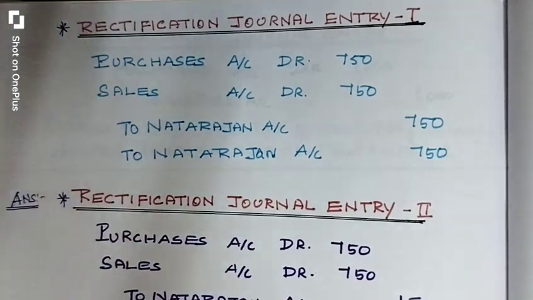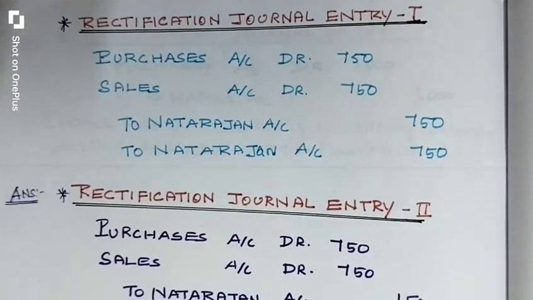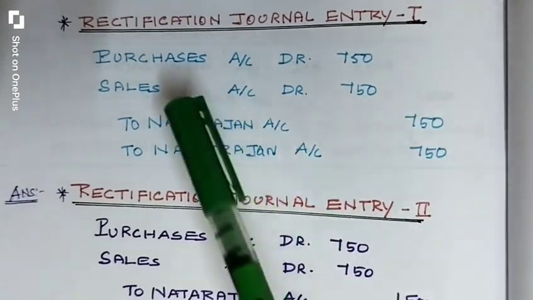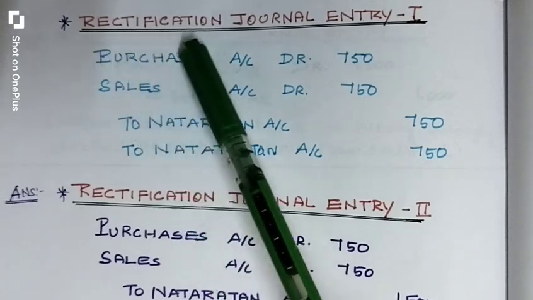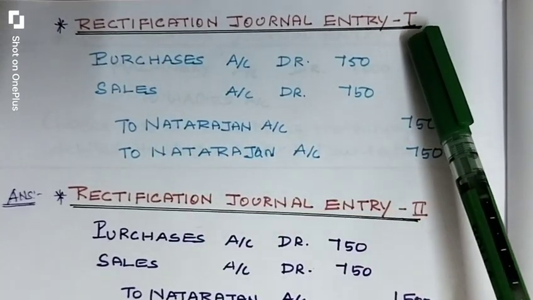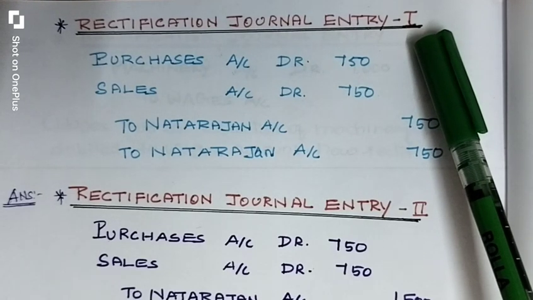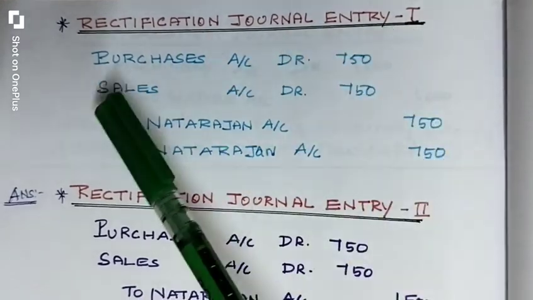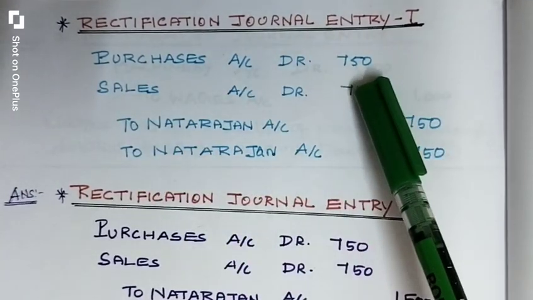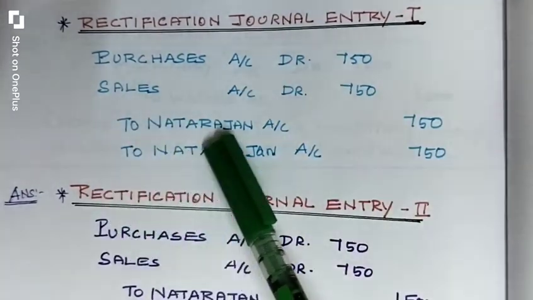So we need to prepare two rectification journal entries. First we prepare rectification journal entry 1. First we have to enter the correct entry. What is that? An accountant forgot to enter the purchases account, purchases book. What is that? Purchases account debtor 752, Natarajan account 750.